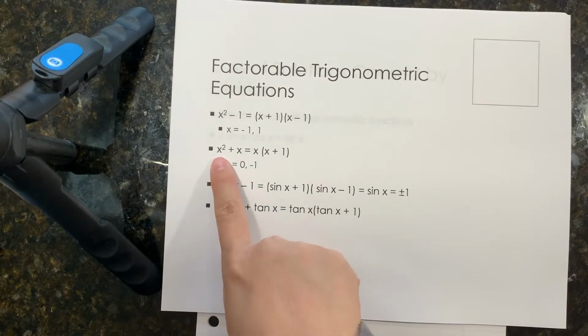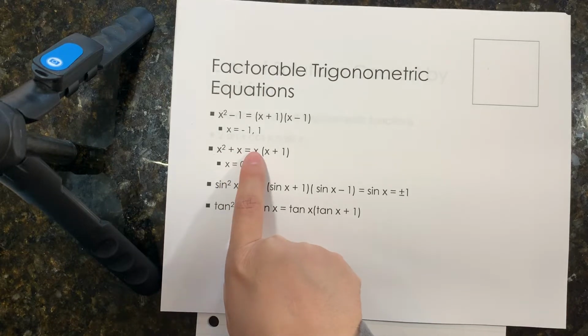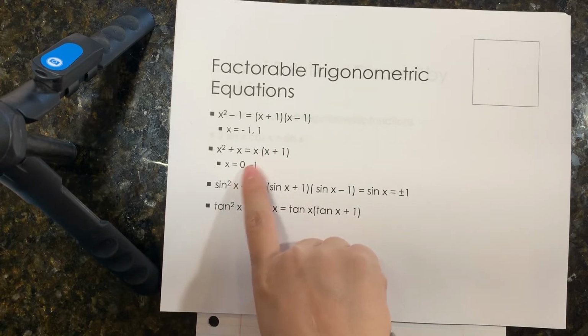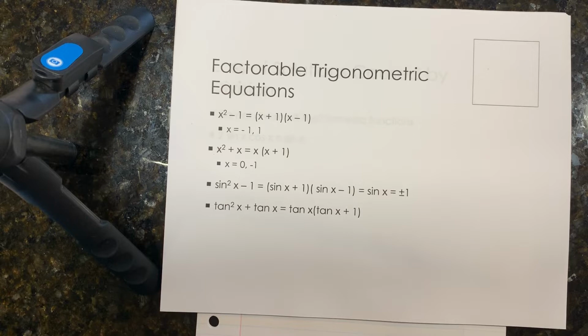Looking at the second one, I have x squared plus x. Well, I see that there's a common term of x in both of these, so I can factor these into x times x plus 1. Then when you're solving, you would have x is equal to 0 and then x is equal to negative 1. This is going to work the same as when we are solving for our trig functions.